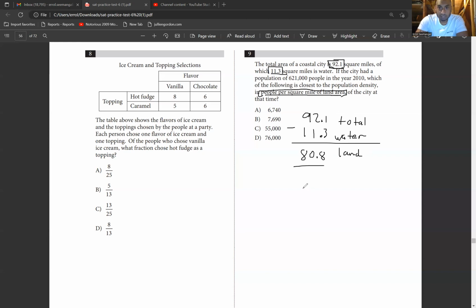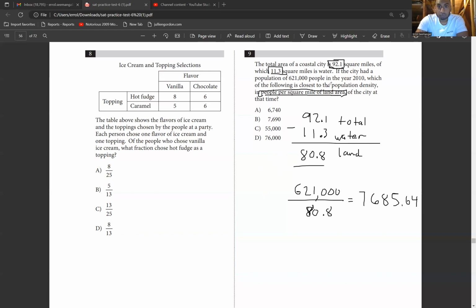So take your 621 and divide by 80.8. What does this work out to be? That works out to be 29. Wait, no, I did that wrong. 7,685. Yeah, 0.647.